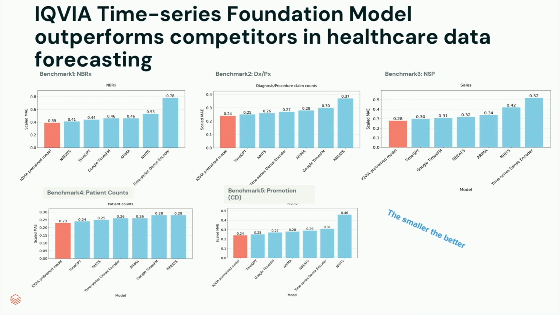Okay, for this one, it is our experiment results. We test our model on several different tasks. We tried to predict NBRX, new to brand RX, DXPX, total TXPX, NSP, and also patient volume, and also promotion. We tested with different areas, and actually, at least in our experiment, for such specific domain-specific tasks, it beat the general model. That's the major message I want to say today.